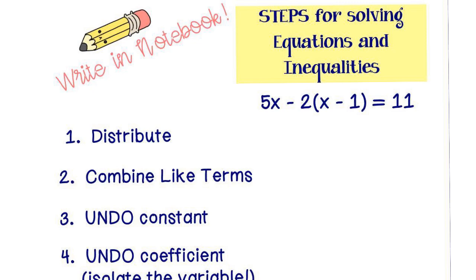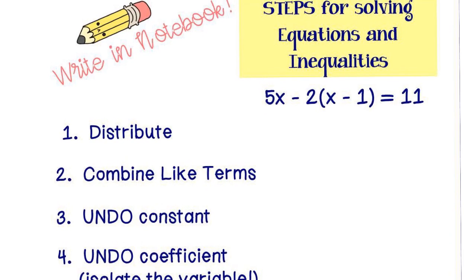So let's look at this very basic equation right here. It's going to give us steps for solving. So first thing we're always going to do is distribute. You'll hear me say that a bunch of times because you want to always start with distributing. Be really careful here because you're going to distribute not just a 2, but a negative 2. We're going to distribute the negative 2 to the x and then the negative 2 to the negative 1. So it's going to be 5x minus 2x and then plus 2. And I know some of you are going, whoa, why is it plus 2? Well, negative 1 times negative 2 is positive 2.